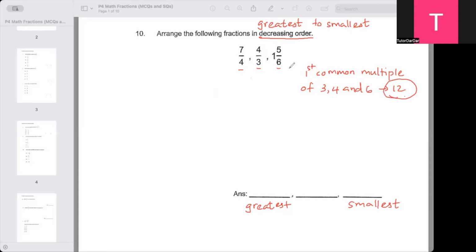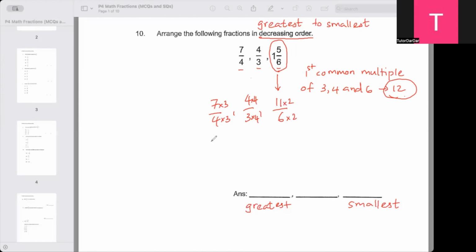So we have one mixed number here. This mixed number, we have to convert it into an improper fraction. So let's convert. 6 times 1, 6 plus 5, 11. We have 11/6. Now we have 7/4. We have 4/3 and 11/6. So now, to make the denominator 12, we multiply by 3 for this, by 4 for this, and by 2 for this, to both numerator and denominator.